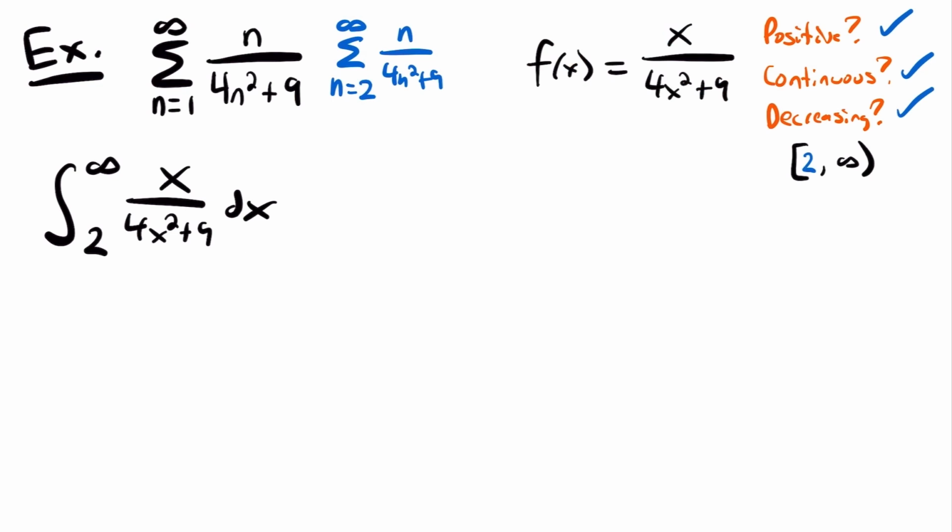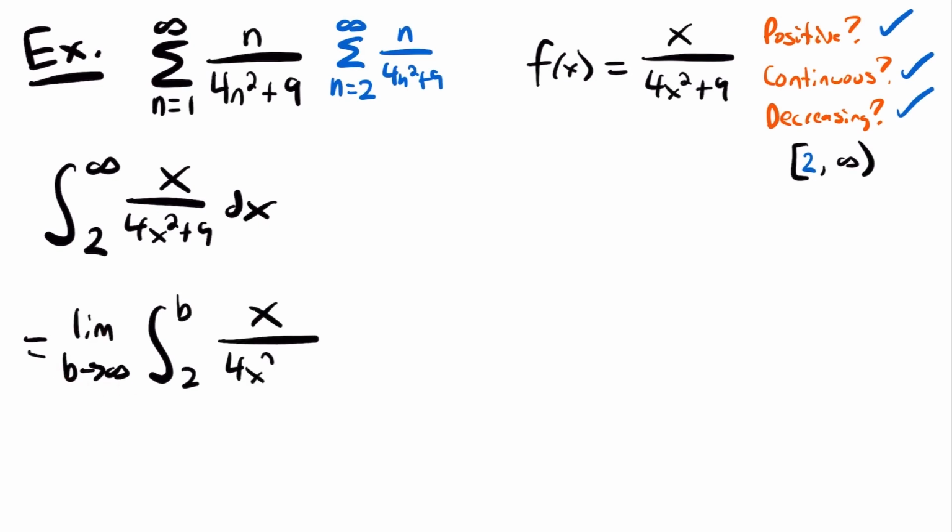All right, now our first step is going to be to introduce a limit to take care of this infinite bound. And so this will be equal to the limit as b approaches infinity of the integral from 2 to b. We replace infinity with b and then have the limit as b approaches infinity, and then everything else is the same. So we have x divided by 4x squared plus 9 dx.